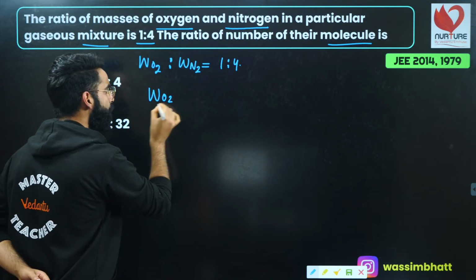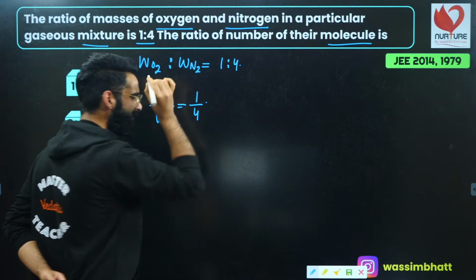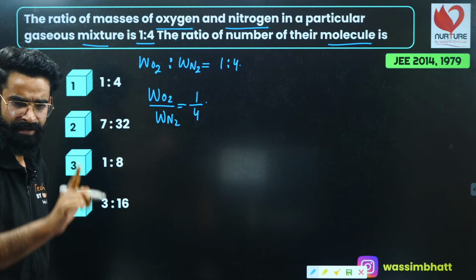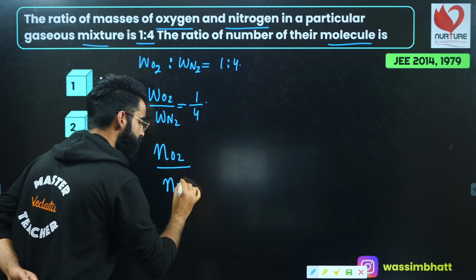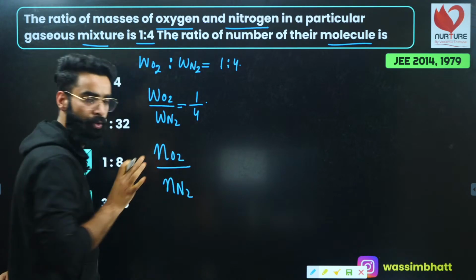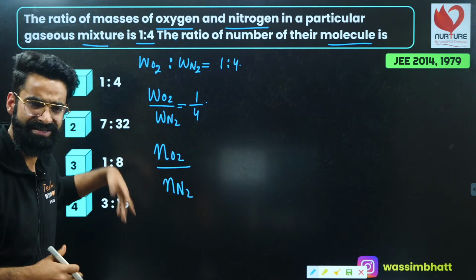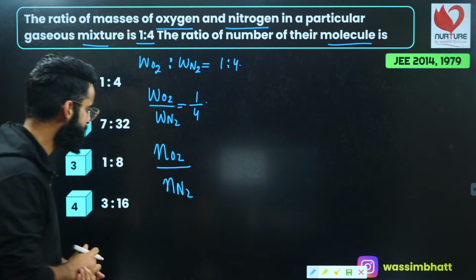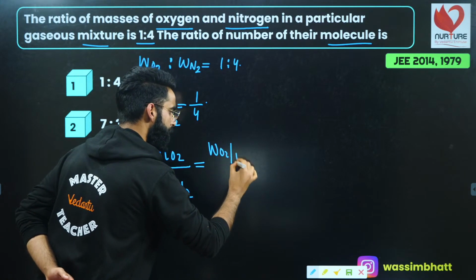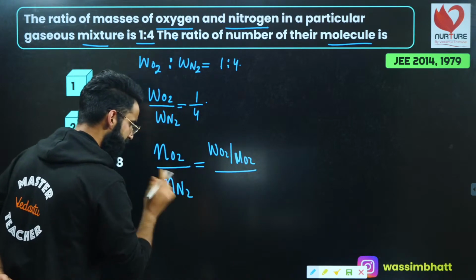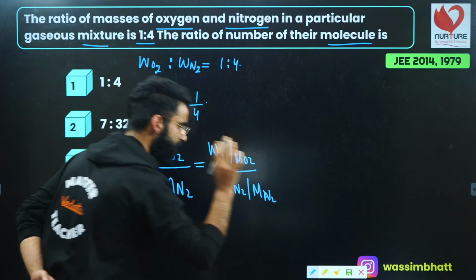I'll write mass of O2 divided by mass of N2, right? It's given to me in the question as 1 divided by 4. Now I'll write number of moles of oxygen divided by number of moles of N2. This is the ratio of the moles of O2 and N2, and as I told you, the same is the ratio of their molecules. Number of moles of O2 is equal to mass of O2 divided by molar mass of O2, and number of moles of N2 is equal to mass of N2 divided by molar mass of N2. Very simple.